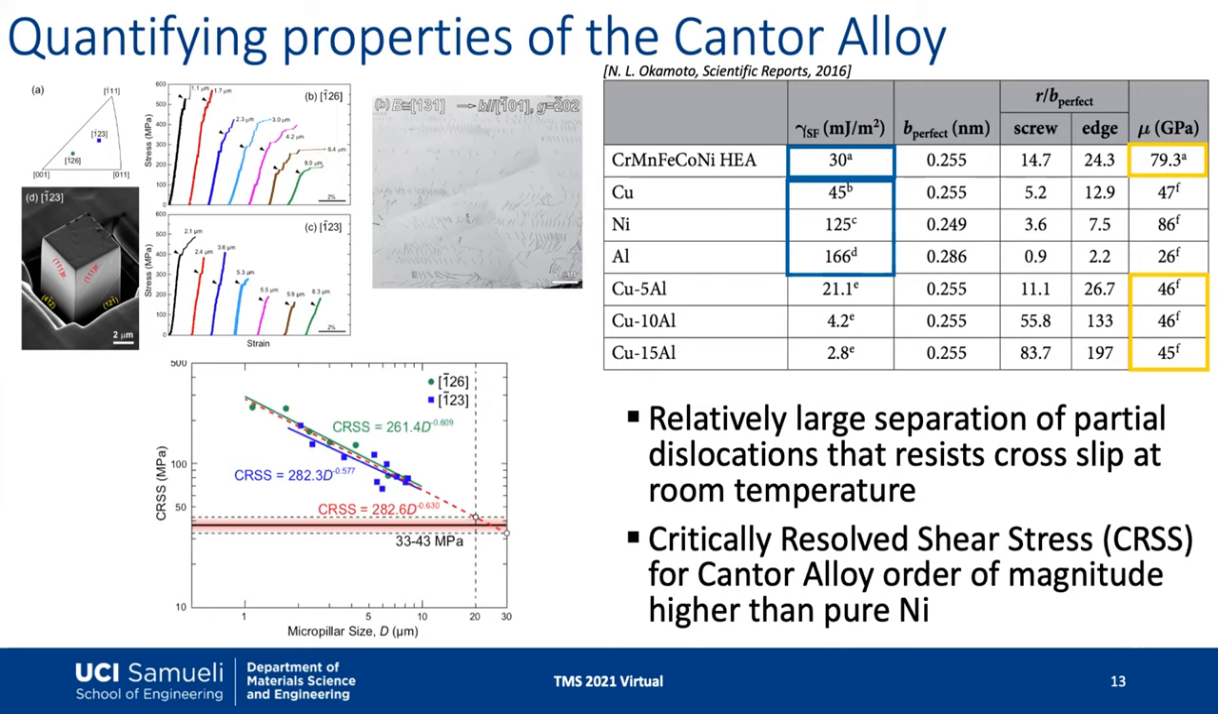When the investigators determined the critical resolved shear stress, they found that for the Cantor alloy, it is an order of magnitude higher than pure nickel. And I want to point out here, pure nickel has a stacking fault energy of 125, almost four times higher than the Cantor alloy. But the shear modulus is very near the Cantor alloy.